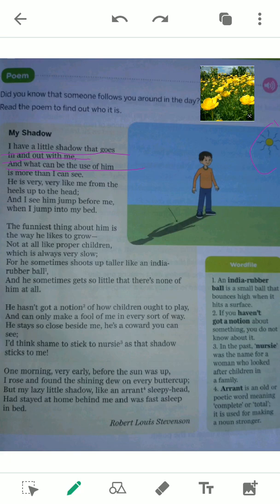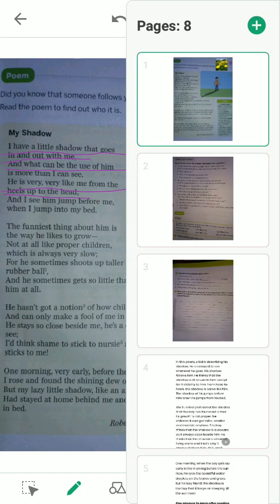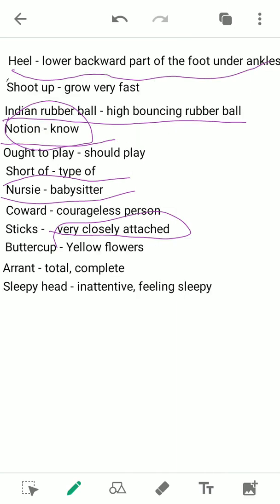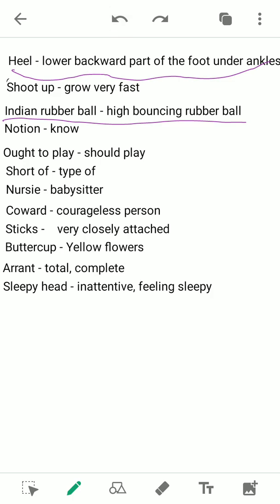He's very, very like me from heels up to the head. Heel means what? Heel means the lower backward part of the foot under the ankle. You have seen your ankle, where it is, in the lower backward part of your foot. That is under your ankle. So this is called heel.